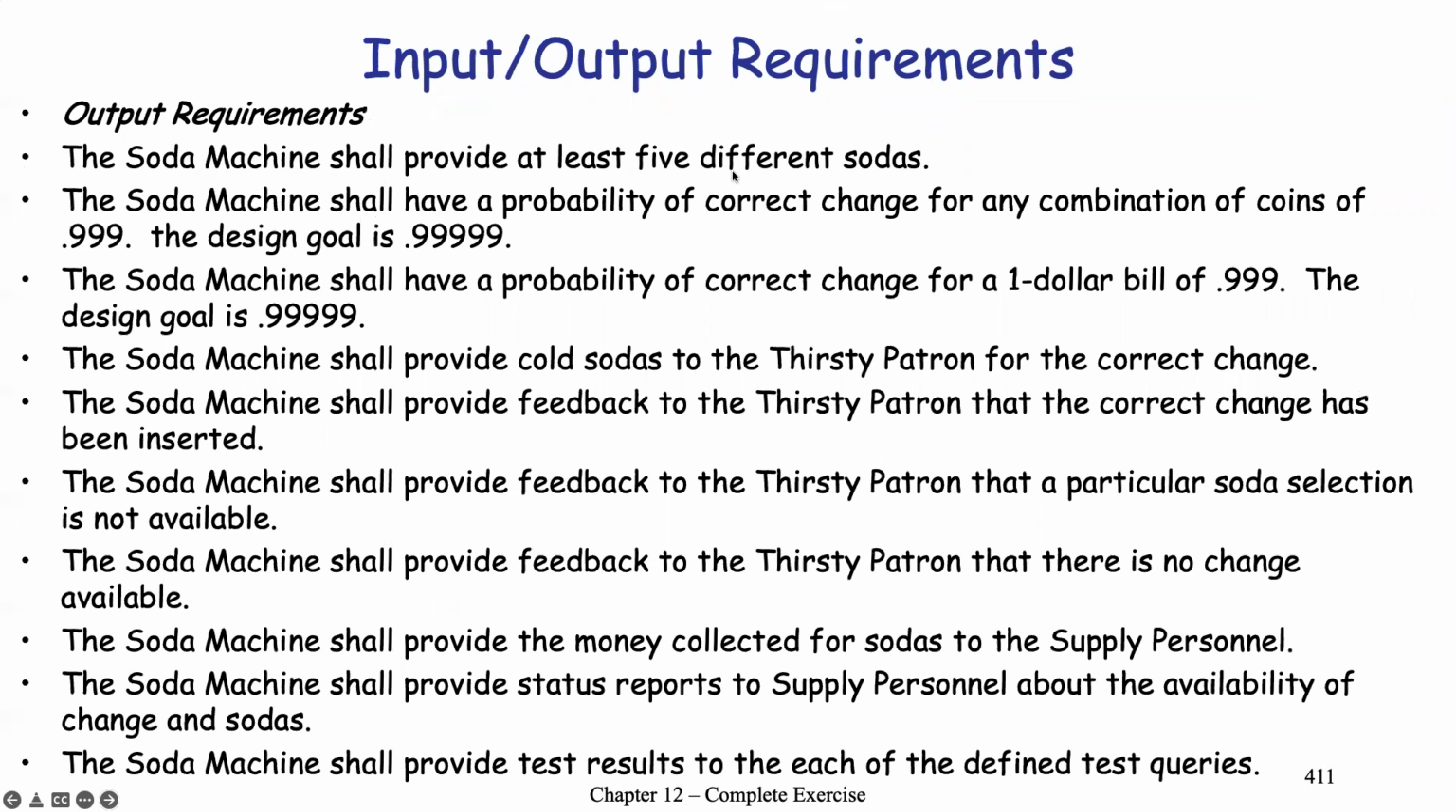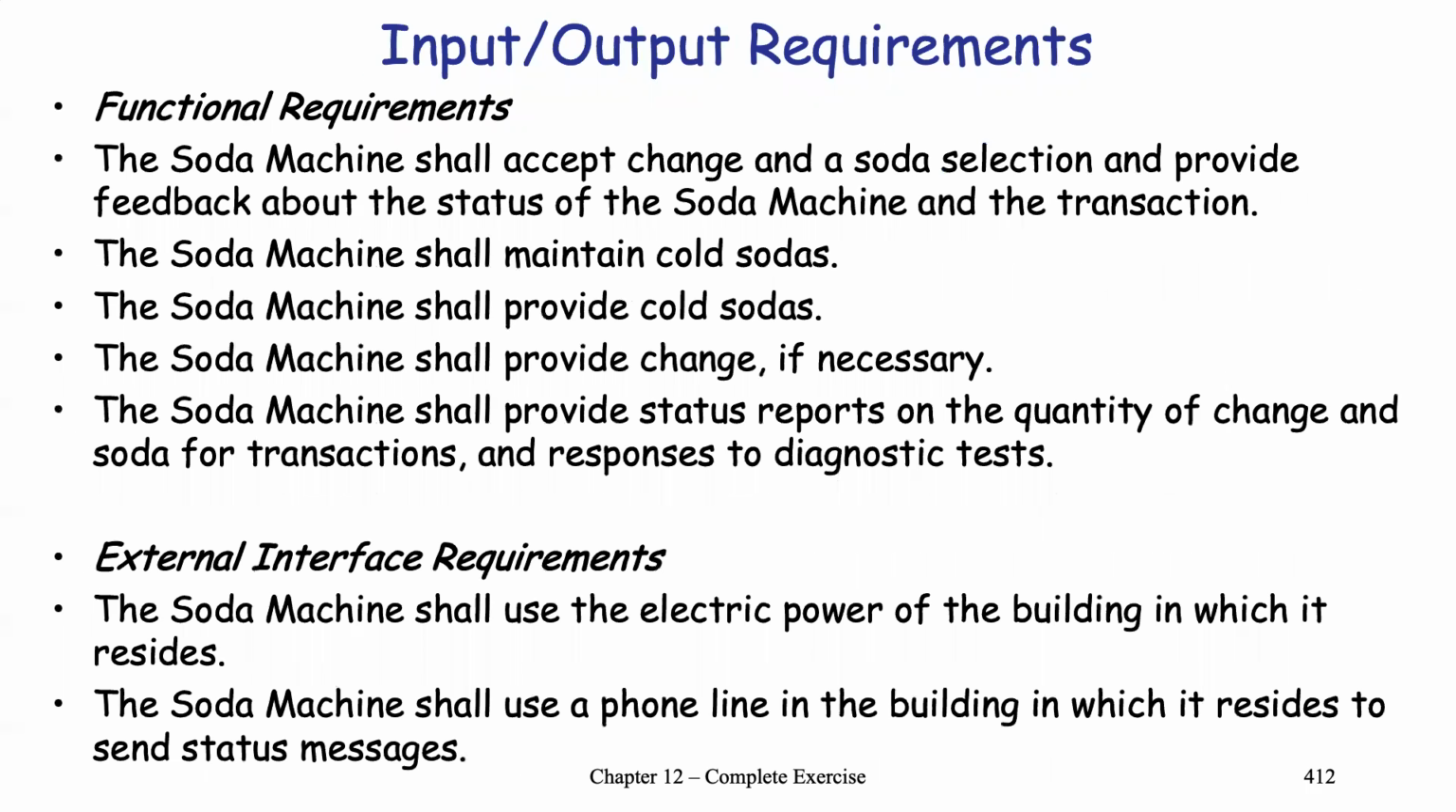So there needs to be at least 5 different sodas, a probability of correct change for a $1 bill, and it needs to be able to provide cold sodas. It needs to have some form of refrigeration, and it just goes on and on. We're just seeing this list.